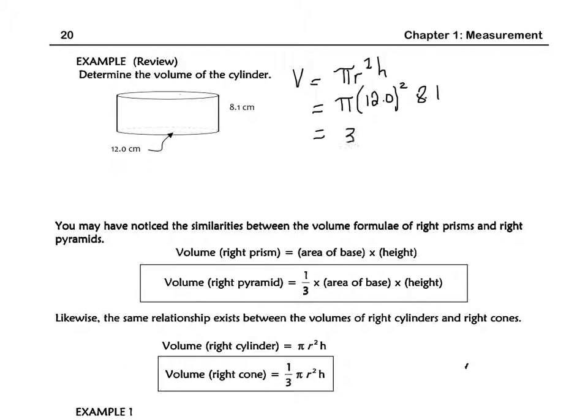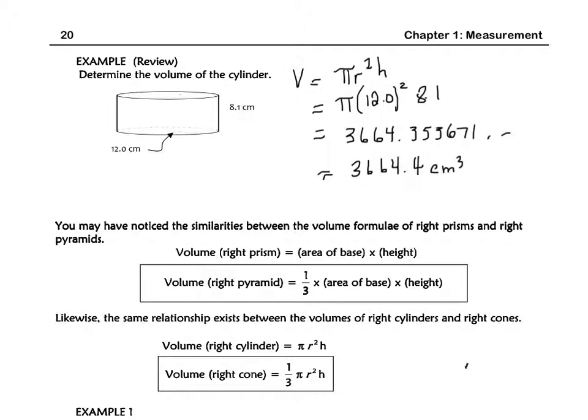And we get 3,664.35367, those are the digits that come up on my calculator. So that's approximately, to the nearest tenth, 3,664.4 centimeters cubed if it's a volume measure.